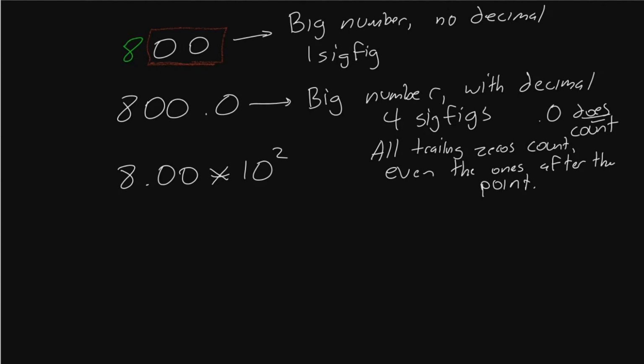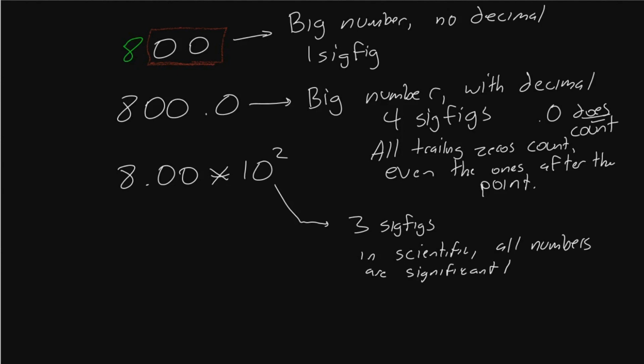All right, so next one. This one's already in scientific notation, and it says 8.00 times 10 to the second. How many sig figs are in this one? This is 3 sig figs, because in scientific notation, all the numbers are significant. So because you have 3 numbers, you have 3 sig figs. So you can see that you can write exactly the same thing 3 different ways and have different numbers of sig figs.